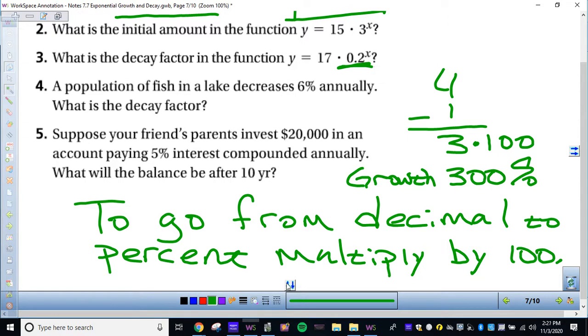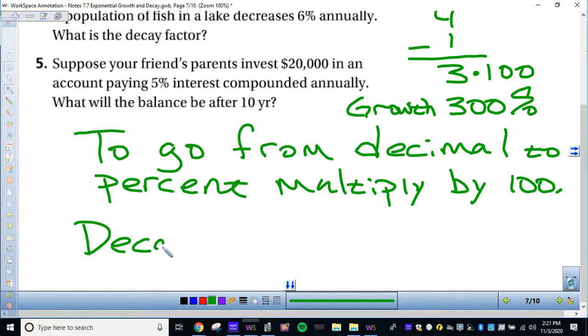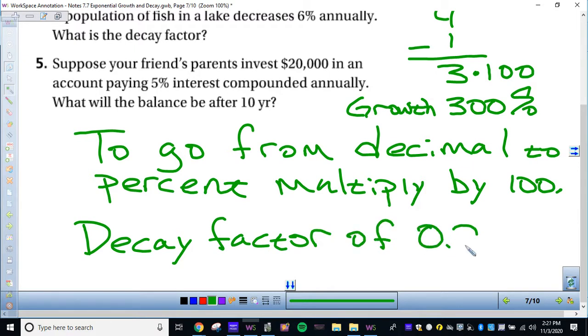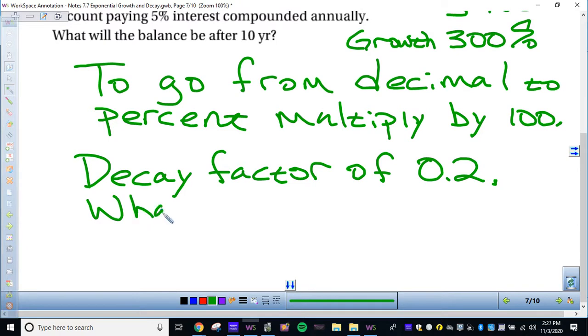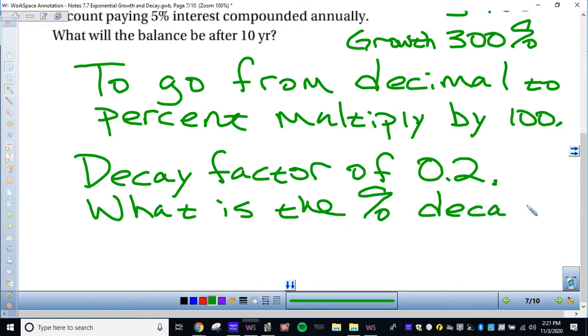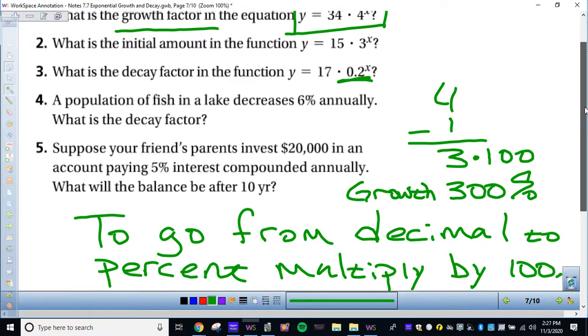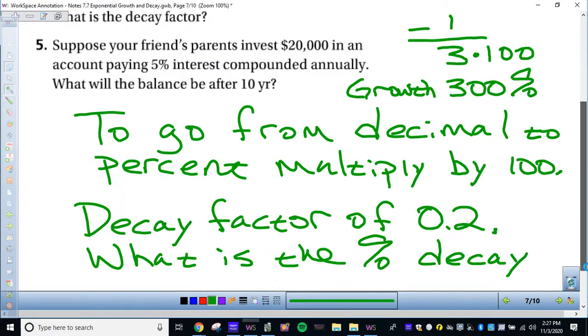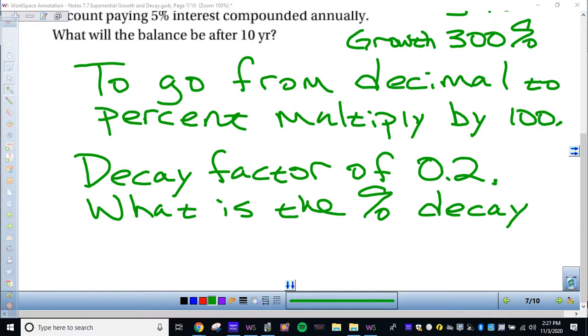So if we have a decay factor of 0.2, we want to figure out what is the percent decay. So, if we look at what we did here, we did the growth factor minus 1. To get the K, we do 1 minus the growth factor, or decay factor in this case, sorry. 1 minus decay factor. So what does that equal?